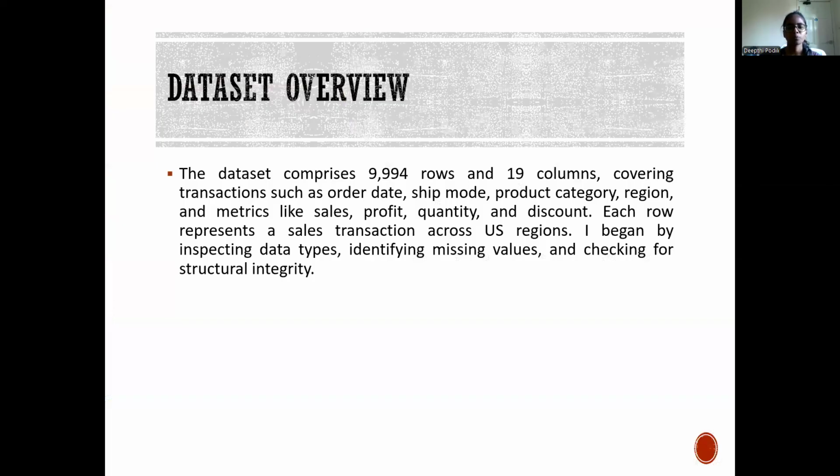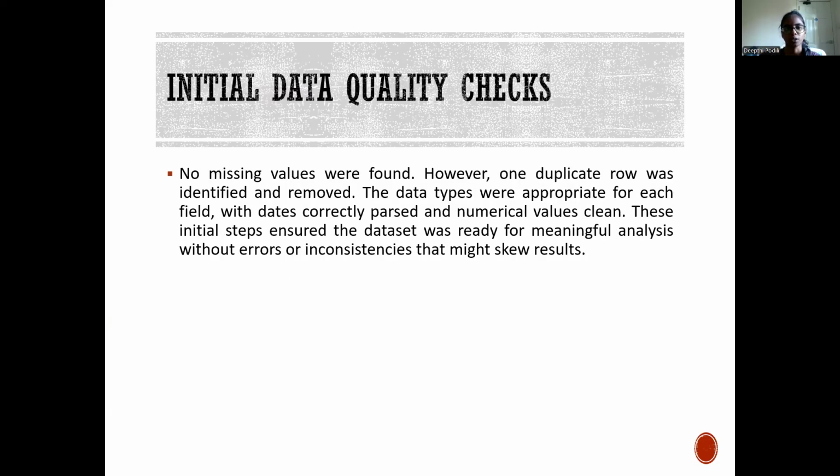And this is my second slide, that is dataset overview. This dataset comprises 9,994 rows and 19 columns covering transactions such as order date, ship mode, product category, region, and metrics like sales, profit, quantity, and discount. Each row represents a sales transaction across US regions. I begin by inspecting the data types, identifying the missing values, and checking for structural integrity.